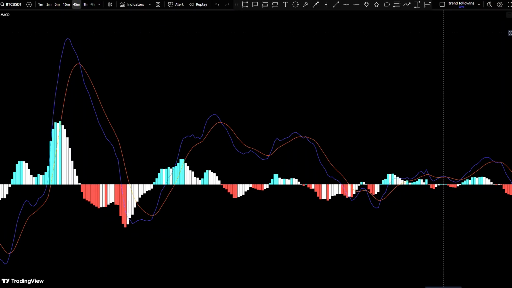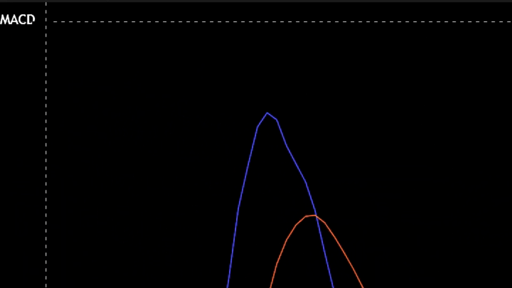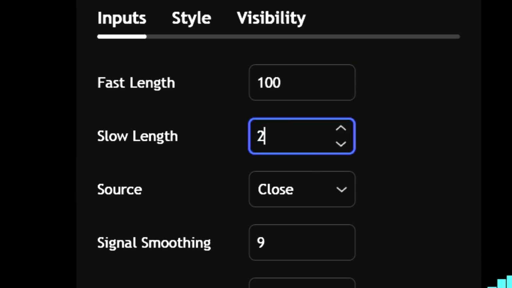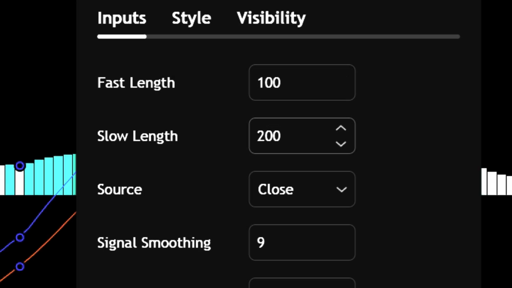So go into your indicator settings for the MACD. First thing, we're changing the lengths. We're gonna crank the fast length up to 100 and a slow length up to 200. The reason we're using these huge numbers is because we want to ignore all the small choppy noise. We only want to see the big picture, the macro momentum.